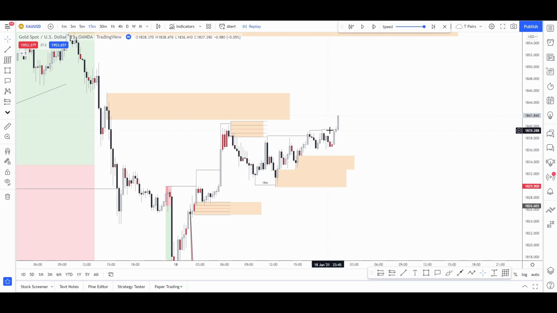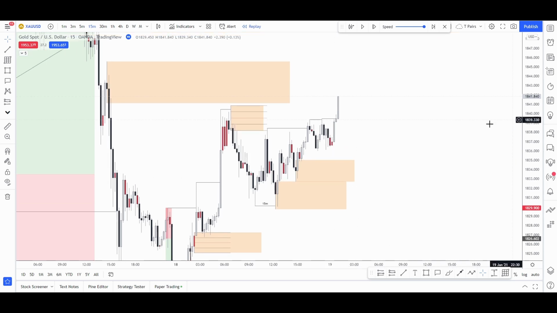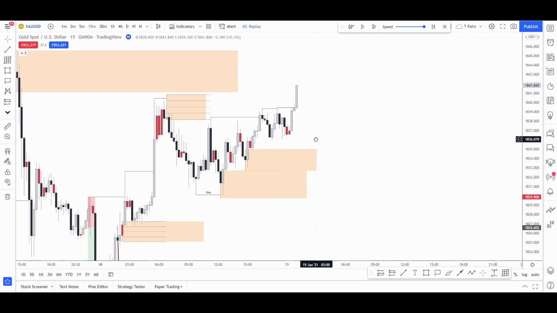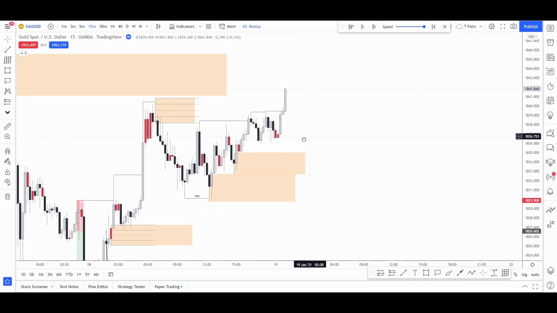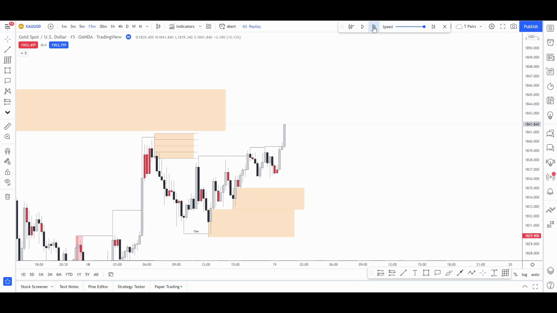What do I like about these? By the way, you don't have to be drawing these on. This is just to demonstrate where I'm looking at the highs. This order block looks okay, but we're starting to form a little bit of liquidity down here. It doesn't matter, just keep going.